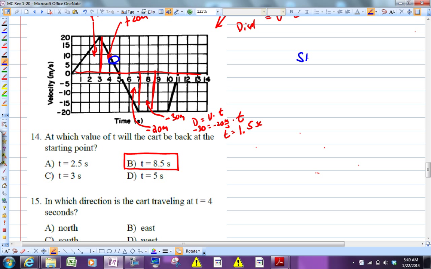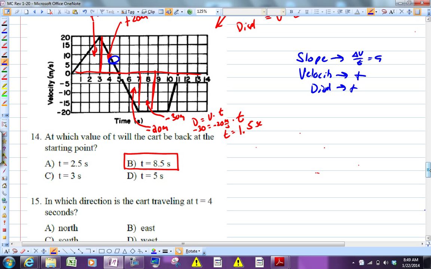Now, a lot of people are drawn to the slope because we frequently do slopes and interpret them, but the slope on a VT graph is the change in velocity over time, or the acceleration. It's not a negative velocity. It's not moving to the right. Because the velocity is positive, you're going to be traveling in the positive direction. So your displacement will be positive.